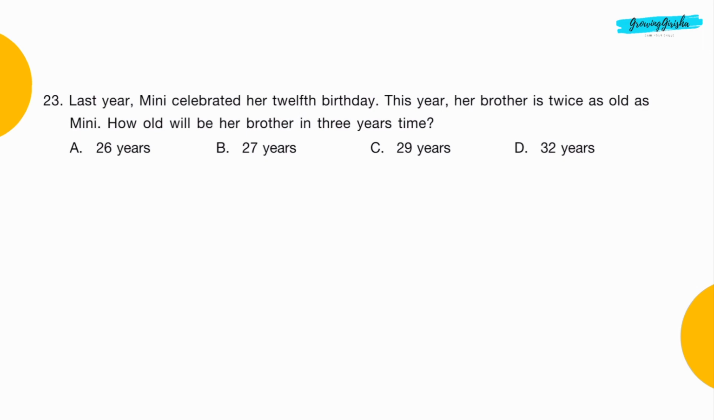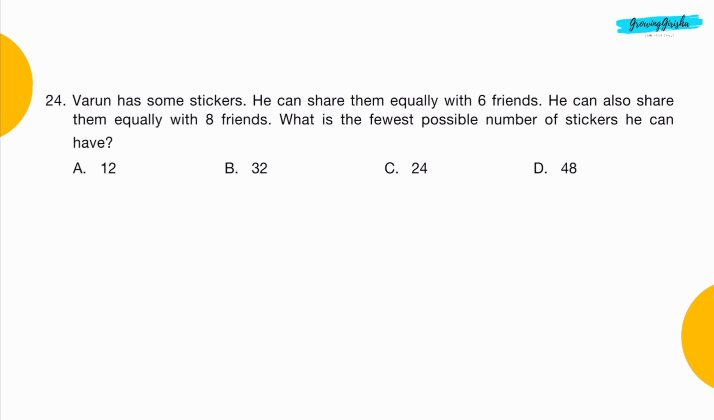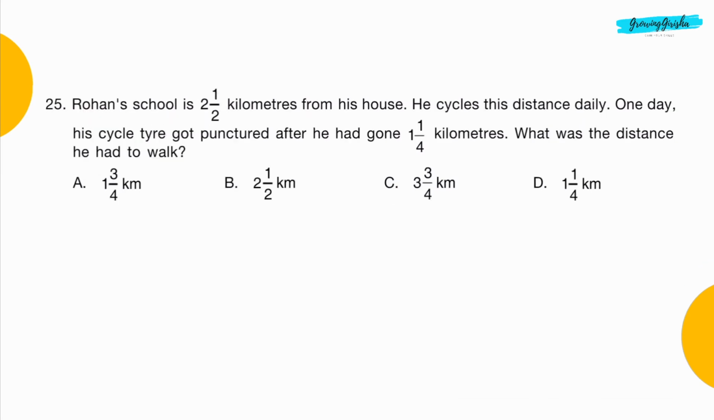Question 23. Last year, Mini celebrated her 12th birthday. This year, her brother is twice as old as Mini. How old will her brother be in 3 years' time? Option C, 29 years. Question 24. Varun has some stickers. He can share them equally with 6 friends. He can also share them equally with 8 friends. What is the fewest possible number of stickers he can have? Option C, 24.